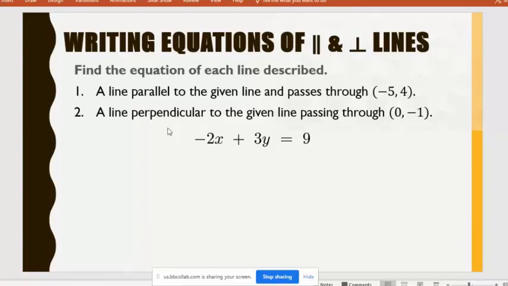Now, I'm going to give you a little shortcut. You could rewrite this in slope-intercept form, y equals, and get y by itself. But here's a way, if all you need is the slope. This is just a very handy method for finding it. It's to divide the coefficient of x by the coefficient of y and change the sign. Okay, so I'll write that down.